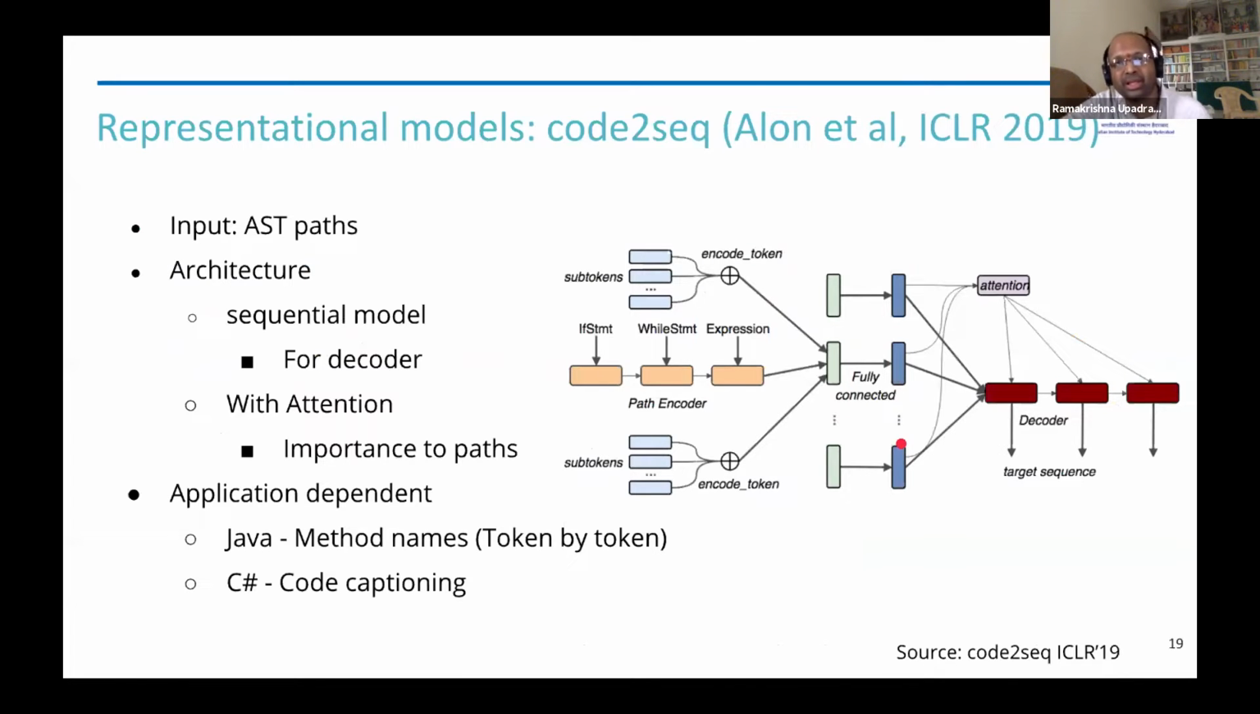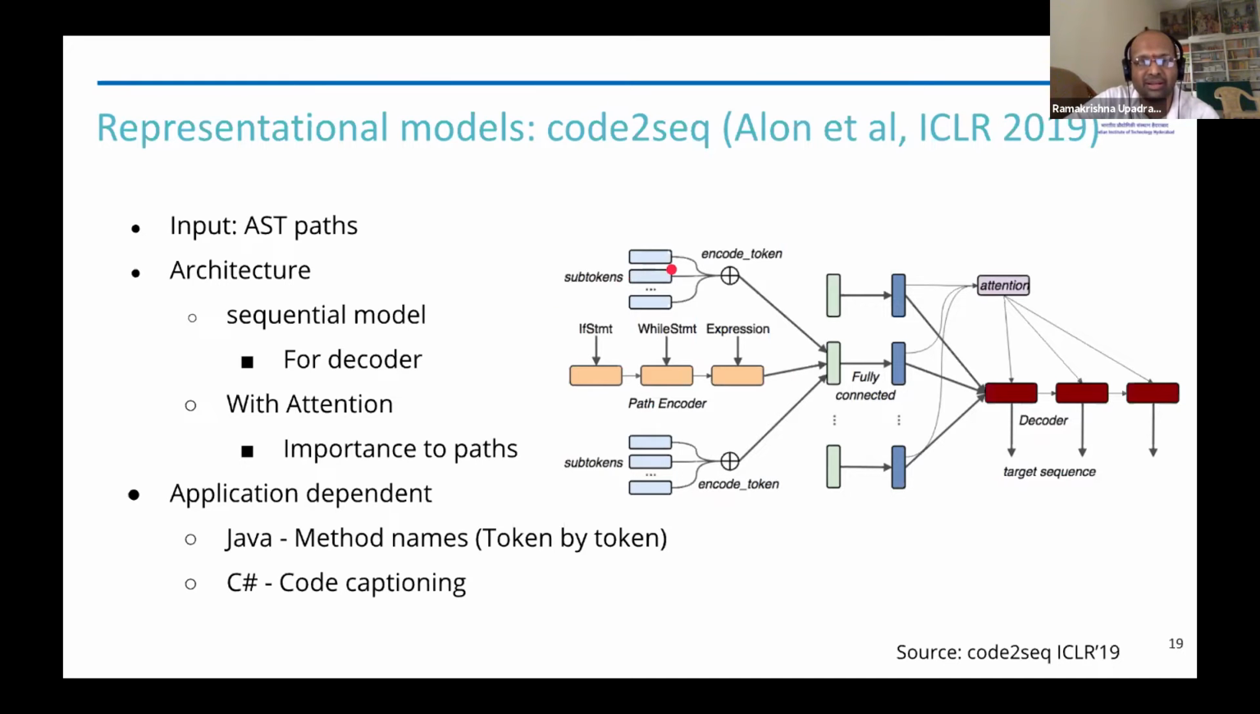There's the same student, Alan. It was the ICLR 2019 paper. They called it code2seq. As you can get from the name itself, it's built from word2seq. It's a sequence-to-sequence model. This initial section is very similar to the code2vec initial section.